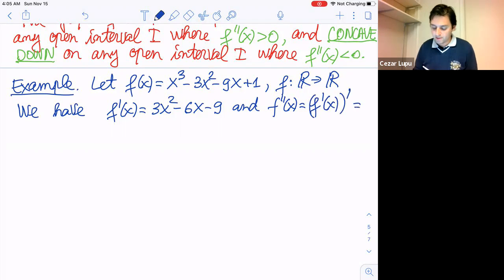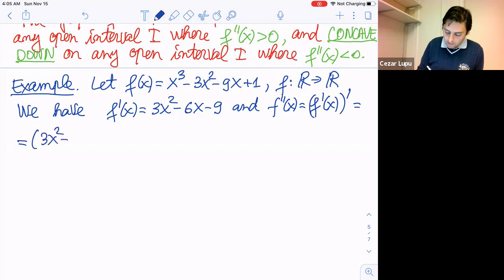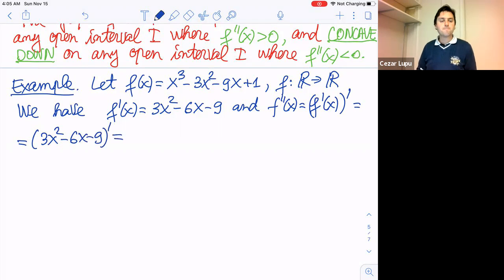Let me remind you this. So this would be nothing else than just 3x squared minus 6x minus 9, prime. And now using the sum difference rule, this would be nothing else than just 6x minus 6. Or if you want, it is 6 times x minus 1. So that's the second derivative of f.